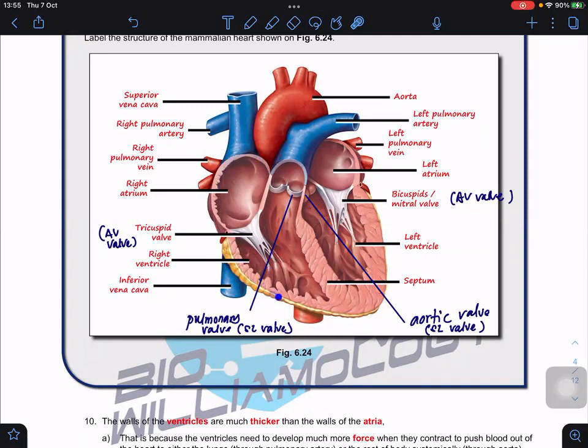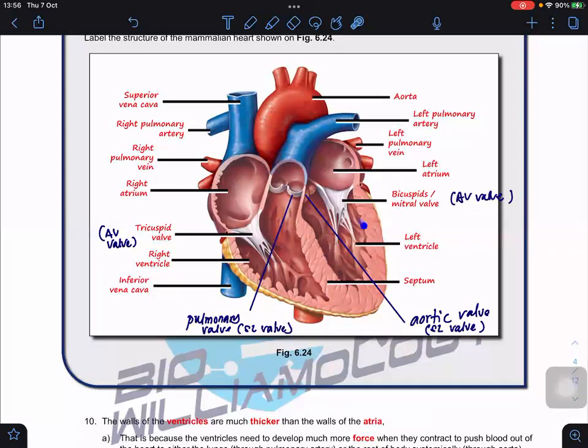But the ventricles have to pump either to the lung or to the rest of the body. Therefore they must be thicker, because thicker means more cardiac muscle, which provides more force of contraction to pump the blood out. Are you clear? Atrium has a short distance, but ventricle has a long distance, which means higher resistance. We need to have more cardiac muscle.